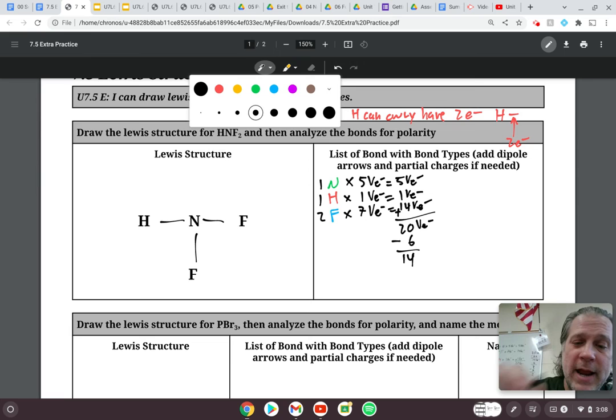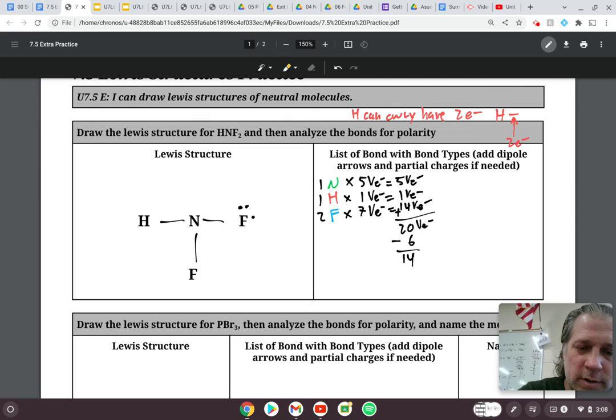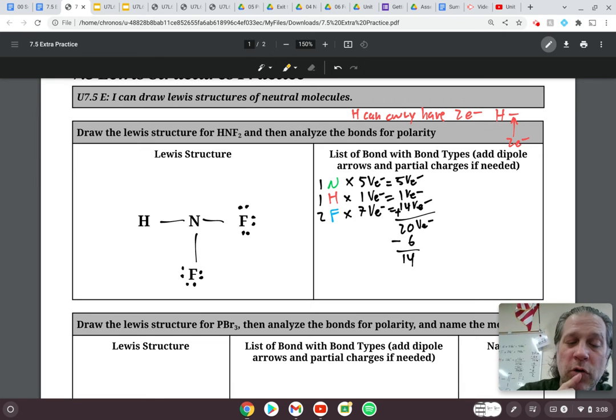So I'm going to start adding my remaining electrons. I've got 14 left to place. So 2, 4, 6, 8, 10, 12. And the only other place I have to go is on nitrogen. Again, I'm going to go back and check. Fluorine has 1 line, so that's 2 electrons, plus 6 dots, so that's 8 electrons. The other fluorine has 1 line, that's 2 electrons, and 6 dots, so that's 8 electrons. Nitrogen has 3 lines, so that's 6 electrons, and 2 dots, so that's 8 electrons. And then hydrogen has its 2, so it's in good shape.